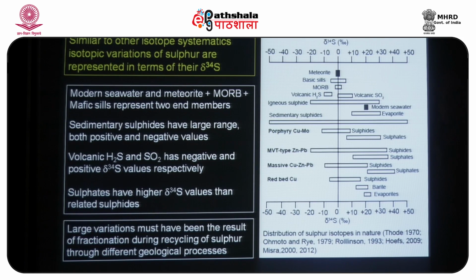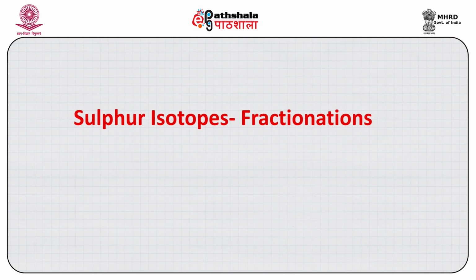As I have said, there are different processes by which sulfur isotope fractionates in nature, but I have already mentioned that the magmatic source has a distinct isotopic composition and represents an end member isotopic composition. Similarly, seawater also represents an end member isotopic composition. So, I will talk about the isotopic fractionations during the magmatic processes as well as during the reduction of seawater sulfate.